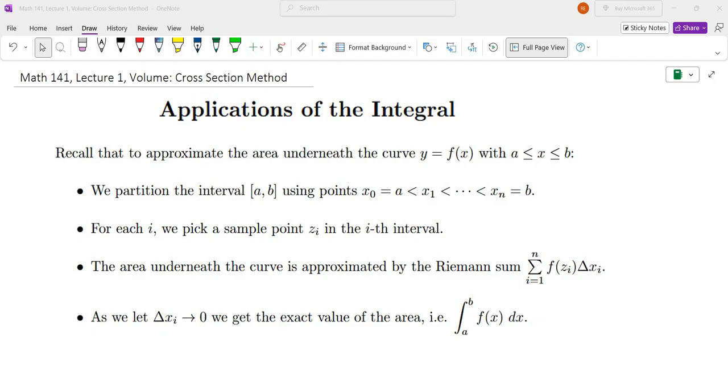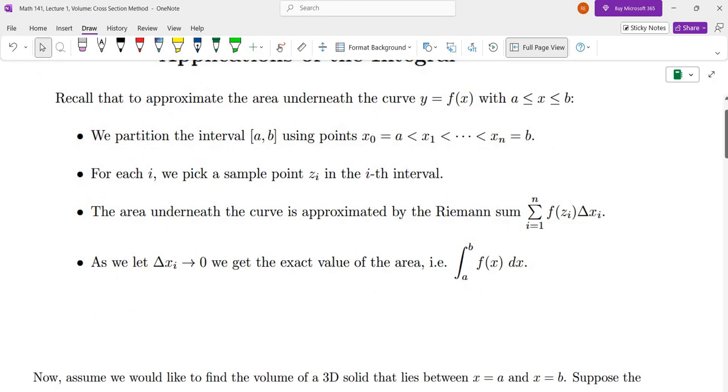In this video, we're going to talk about the first application of the integral. So let's first remember how we evaluated an integral and what it meant to evaluate an integral. The integral from a to b gives us the area underneath the graph of a curve y equals f of x from a to b.